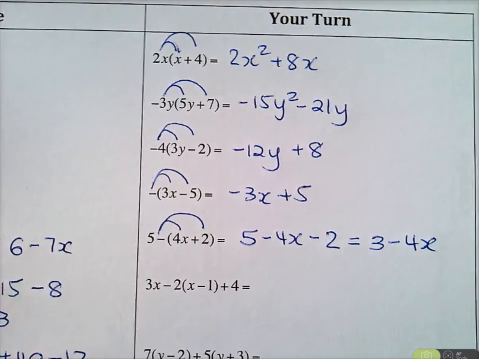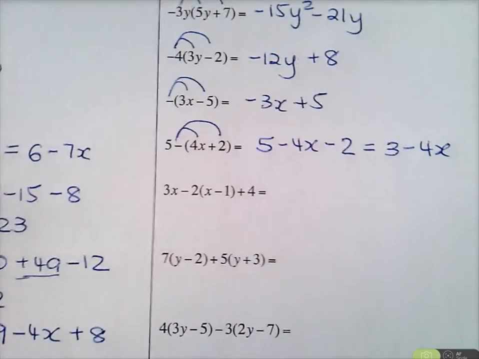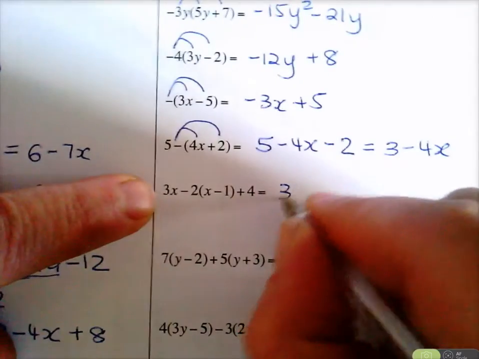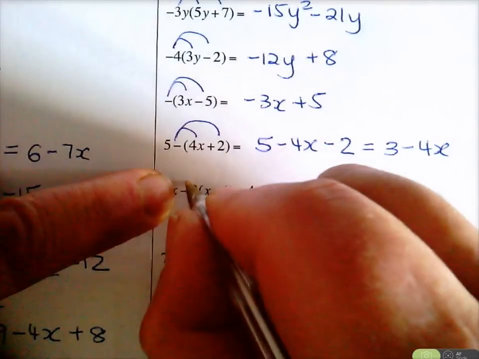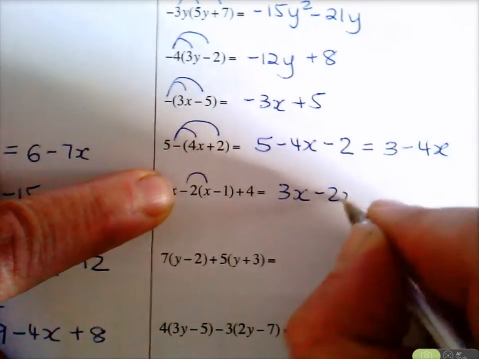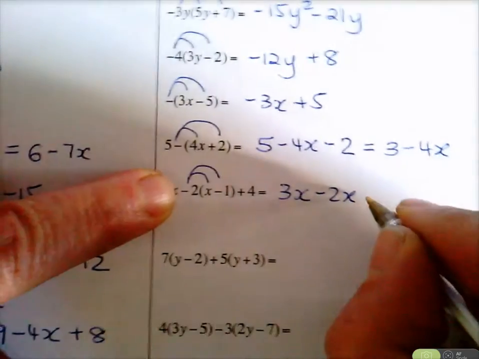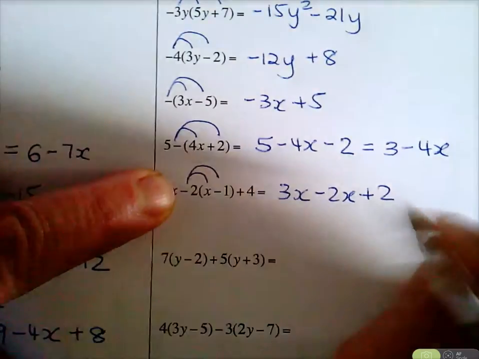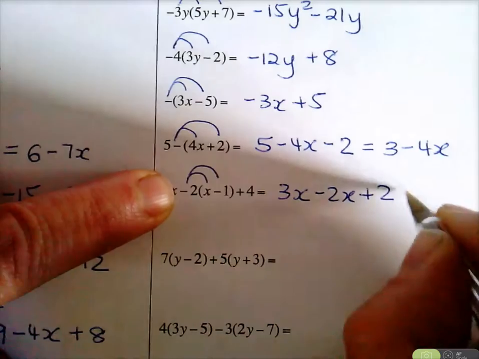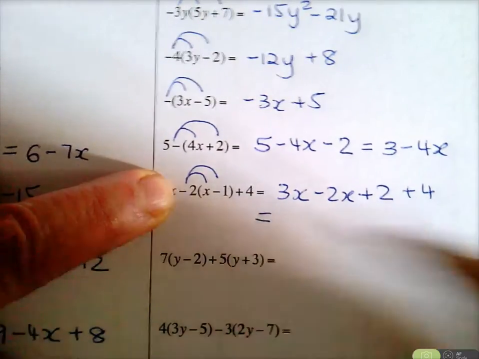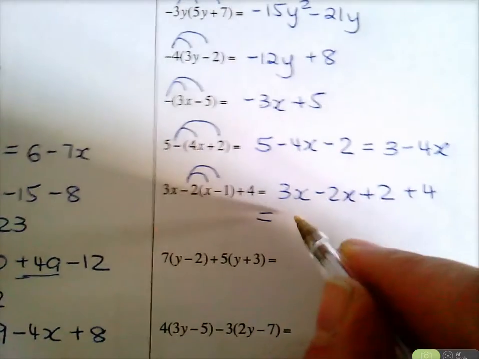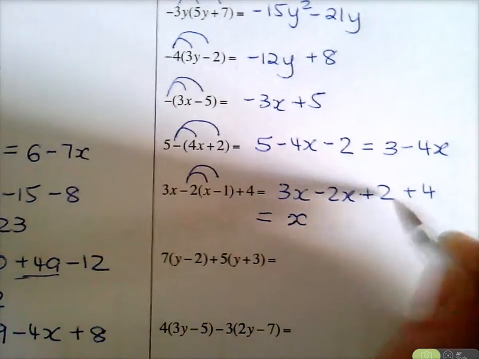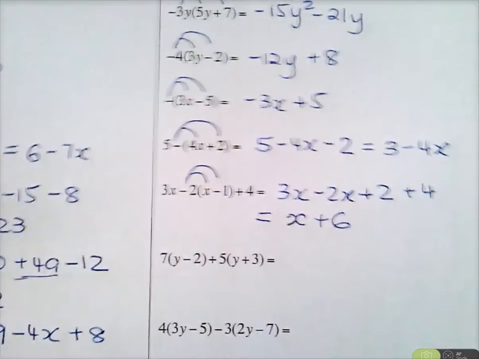The 3x has nothing to do with those brackets, so write that out. Cover it up. Minus 2 times x is minus 2x. Minus 2 times minus 1 is plus 2. The brackets are done, plus 4. So 3x minus x, 2x is x. Plus 2 plus 4 is plus 6.